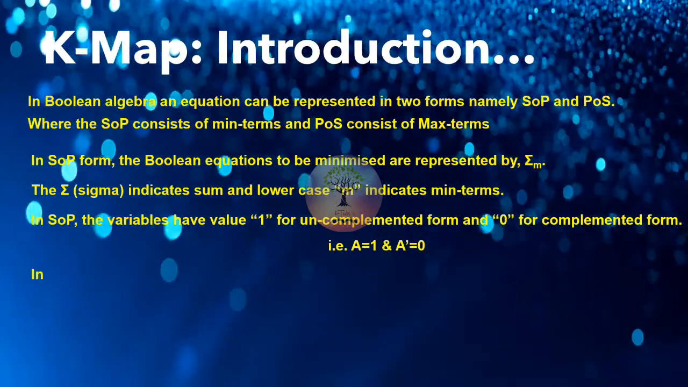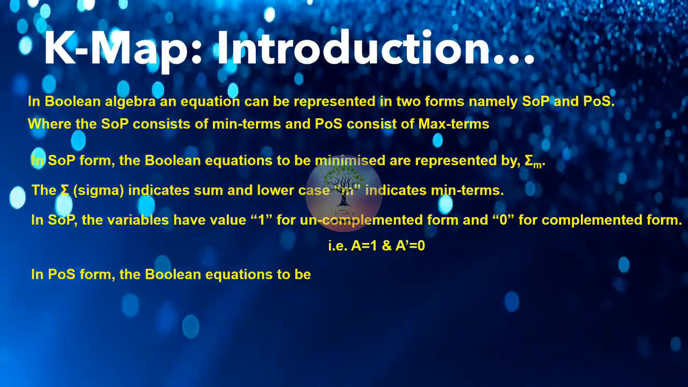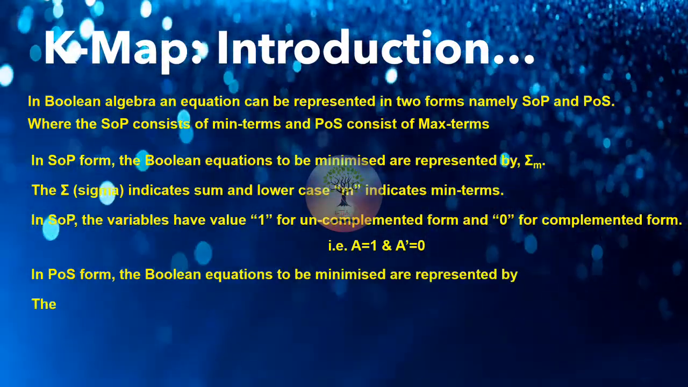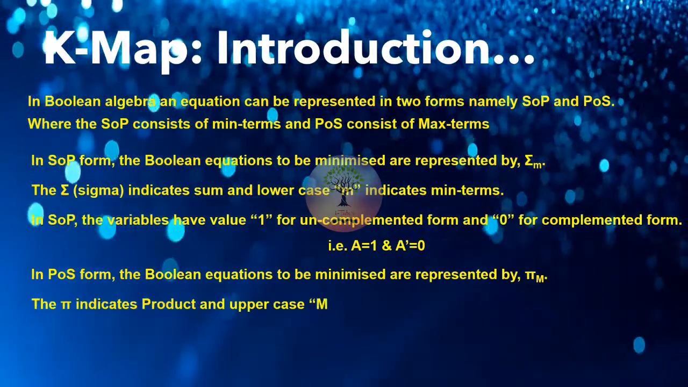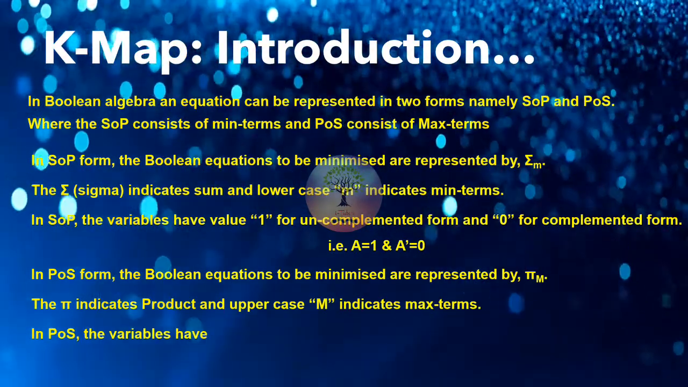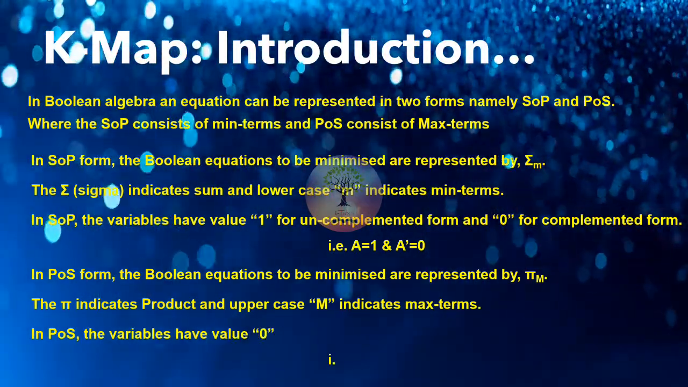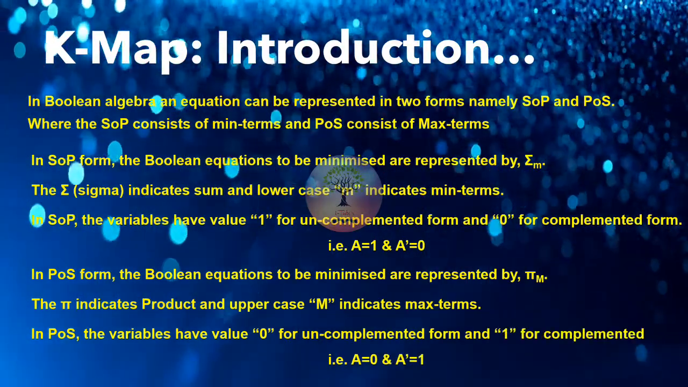In POS form, the Boolean equations to be minimized are represented by pi M. The pi indicates product, and uppercase M indicates max terms. In POS, the variables have value 0 for uncomplemented form, and 1 for complemented form. That is, A equals 0 and A bar equals 1.